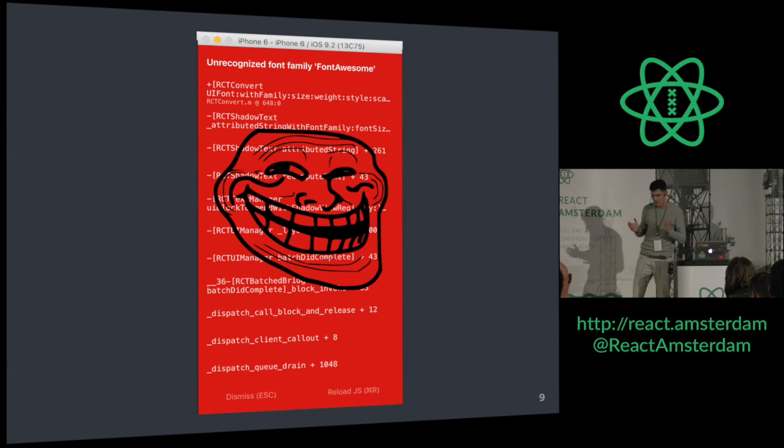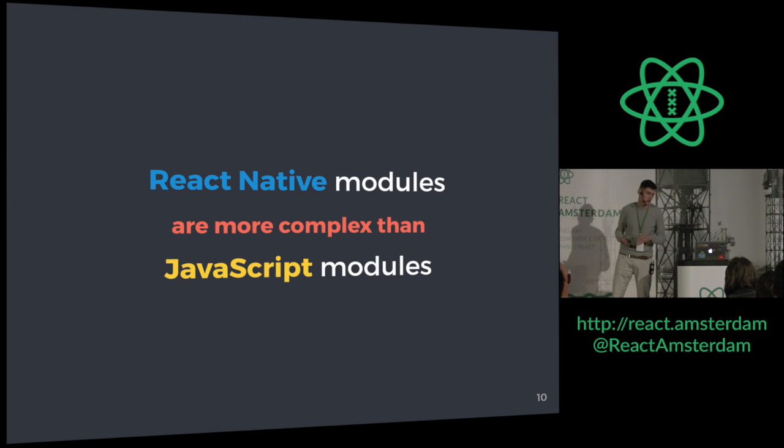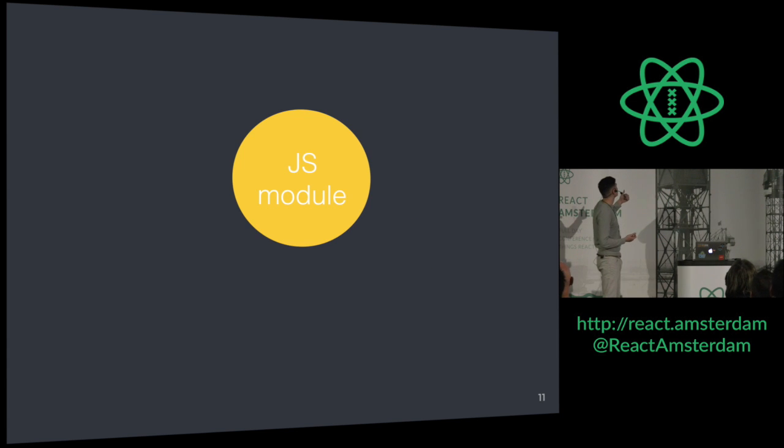So the point is that before I can explain this, we need to unify our vision about React Native modules, because some of the React Native modules are actually more complex than just the JavaScript ones. And I know it's a bit of a blurry explanation, so let me try to explain myself. This is a JavaScript module. It can be any of your favorite libraries, Lodash or whatever. The point is that it's just plain JavaScript.